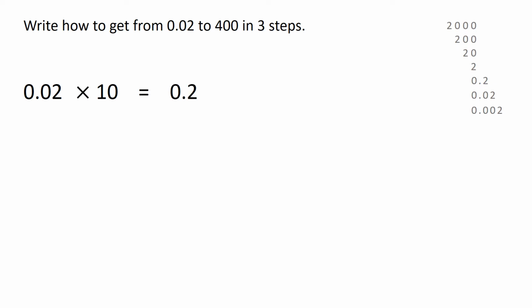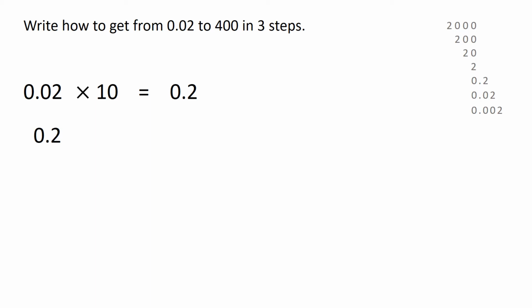well, again, another good stretch challenge, another good extension is a problem like this. Write how to get from 0.02 to 400 in 3 steps. Those steps can involve multiplication or division only. So for example, we're working with the number 2 section of the chart. So there's 0.02. If I multiply that by 10, we go 1 step up the chart to 0.2.